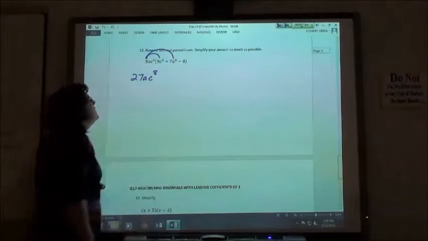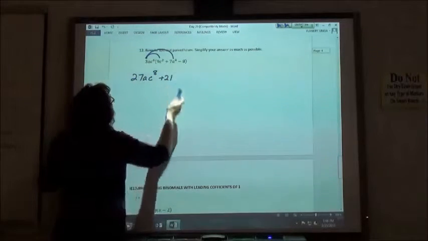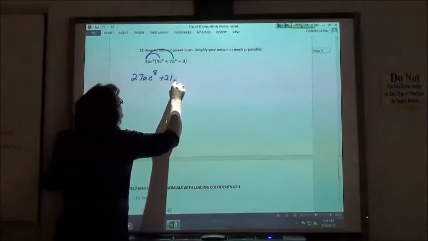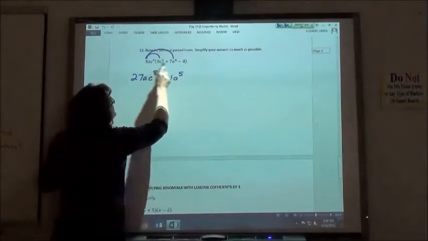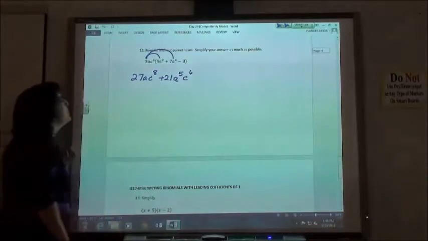3ac to the 6th times 7a to the 4th. 3 times 7 is a positive 21. A times a to the 4th is a to the 5th. C to the 6th with no extra c's, still c to the 6th.